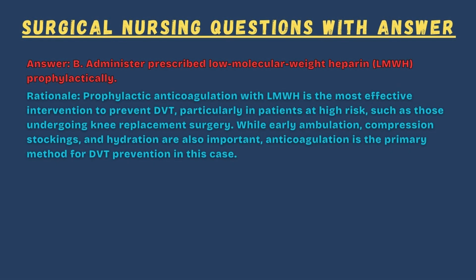Answer: B. Administer prescribed low molecular weight heparin, LMWH, prophylactically. Rationale: prophylactic anticoagulation with LMWH is the most effective intervention to prevent DVT, particularly in patients at high risk, such as those undergoing knee replacement surgery. While early ambulation, compression stockings, and hydration are also important, anticoagulation is the primary method for DVT prevention in this case.